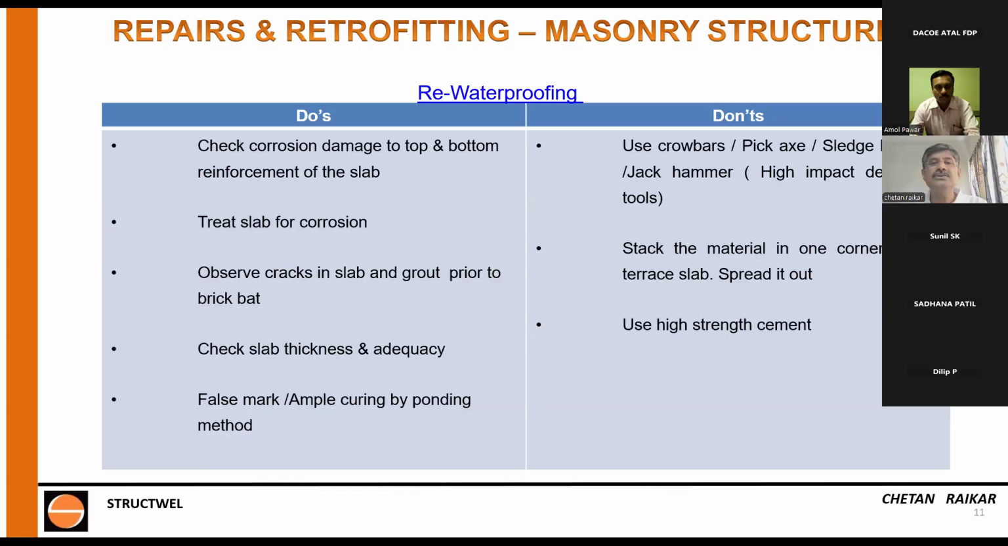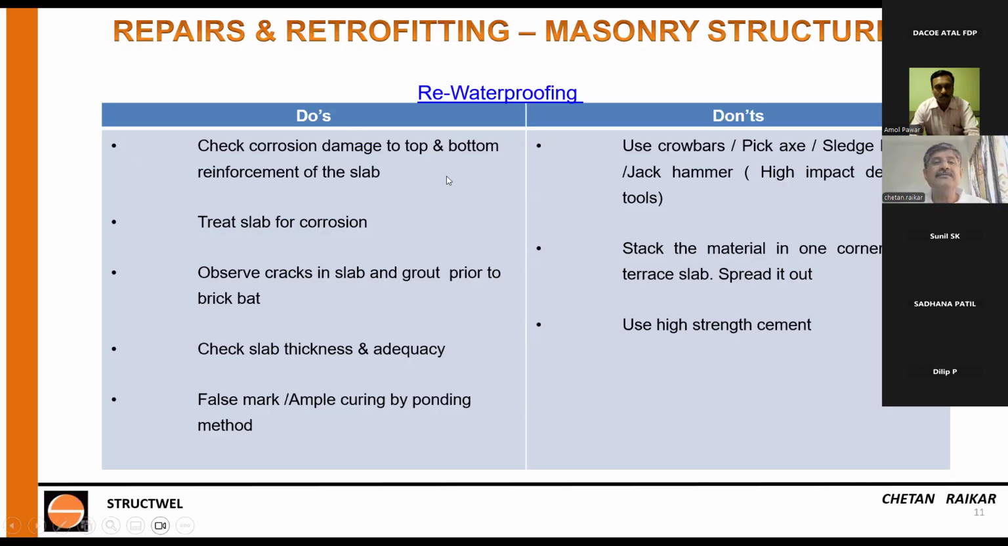Now, these are the do's and don'ts of re-waterproofing. Let's first see the do's. Check corrosion damage to top and bottom reinforcement of the slab. See, though it's in the masonry structures, it can be there because the slab can be RCC in a load-bearing structure. As I mentioned some time back, there is a top reinforcement also in a slab, bent up reinforcement, what we call it. It corrodes. The top reinforcement of beam corrodes. And this corrosion also damages the waterproofing above and stops the structure from being watertight.